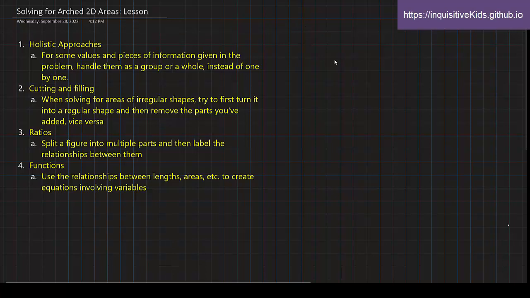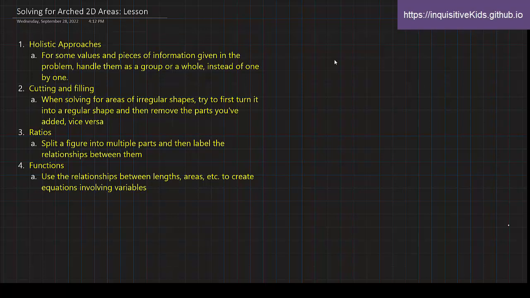Now, functions. Functions are something that we use very frequently. We can use them for itinerary problems, just like ratios. We can use relationships between lengths, areas, etc. to create equations involving variables. These variables can vary depending on the problem and the overall solution, but functions can always be a way to help us write down what we're given in the problem and use that to solve. We have videos discussing systems of equations, how to solve them, indefinite equations, and so on.